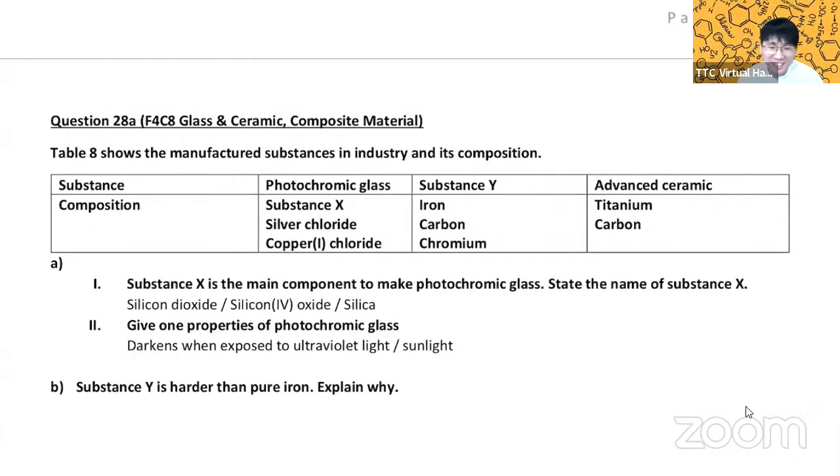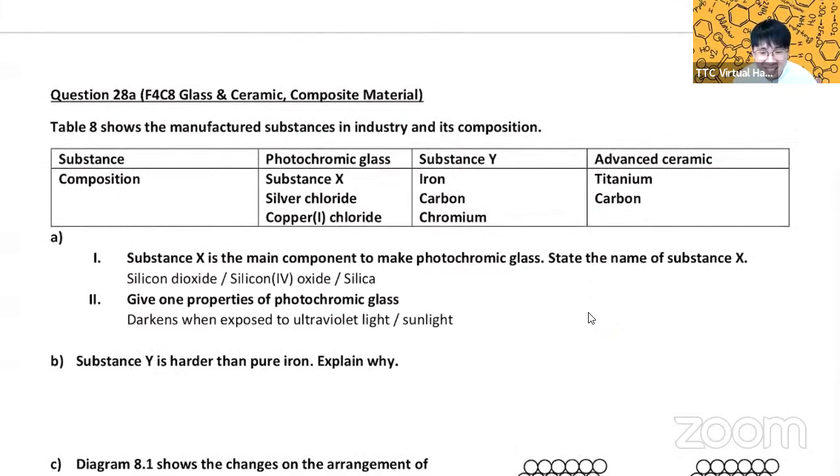Glass la, who is it? Is it Wei-En answering my question? Wei-En can go SPM and you all cannot go SPM. Power. Okay, so he can stop us.